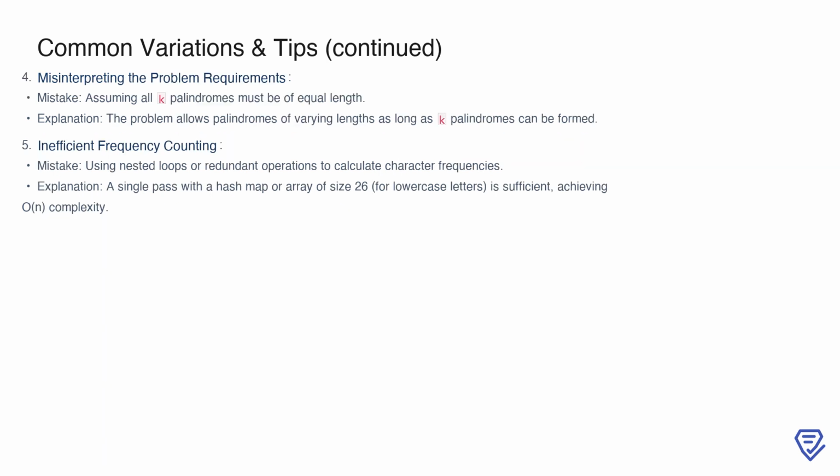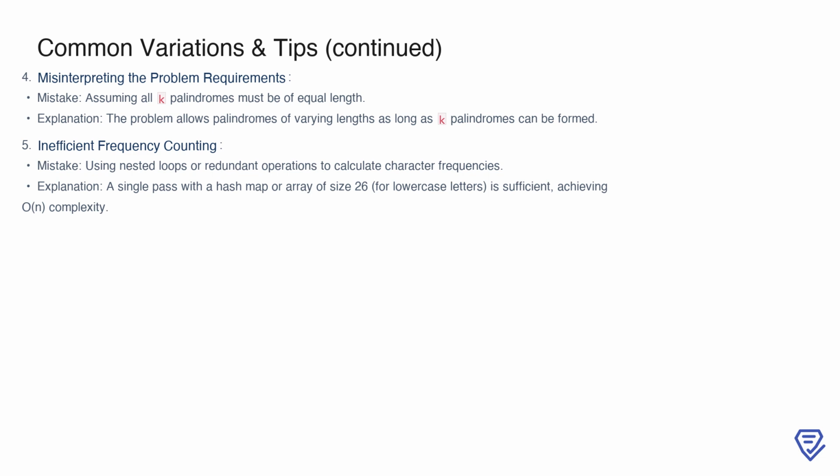Another mistake to be aware of is misinterpreting the problem requirements. Some may assume that all k palindromes need to be of equal length, but that's not the case. The problem allows palindromes of varying lengths as long as you can form exactly k of them. This flexibility can simplify your approach.